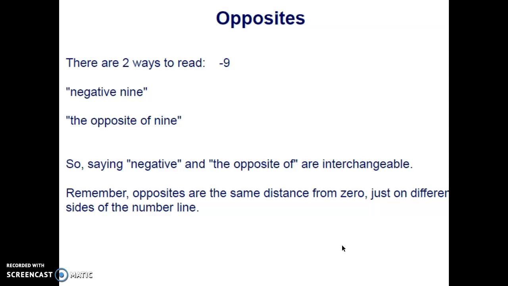There are two ways to read -9. We can read it as -9, or we can read it as the opposite of 9. So saying negative and the opposite of are interchangeable. Remember, opposites are the same distance from 0, just on different sides of the number line.